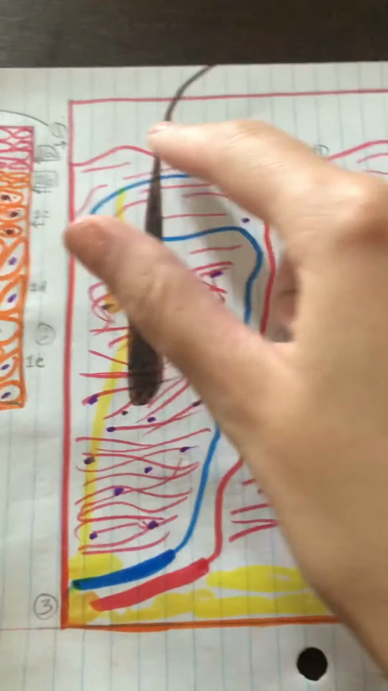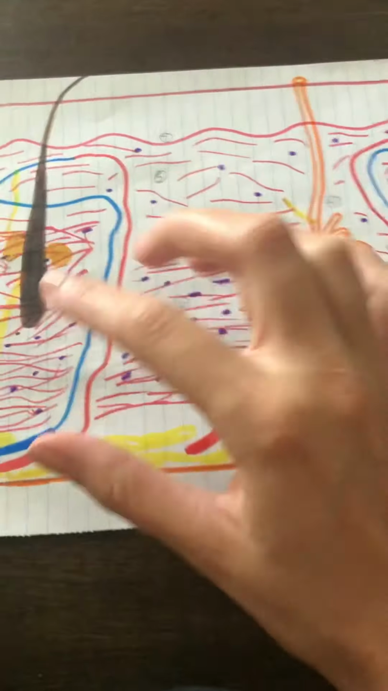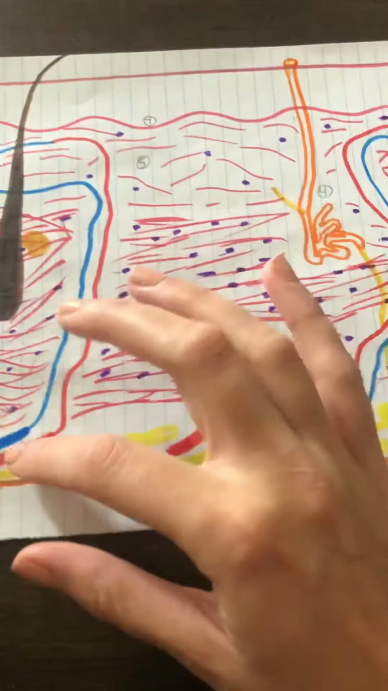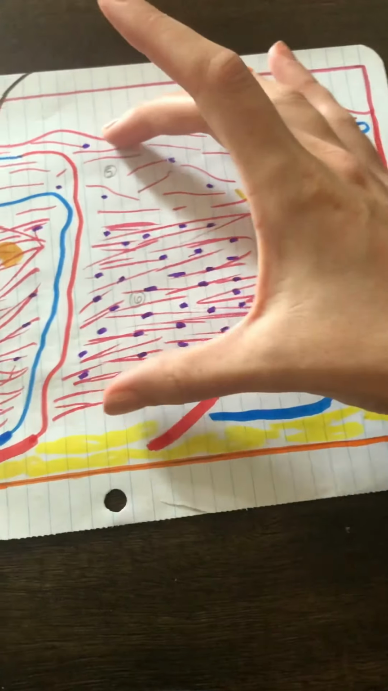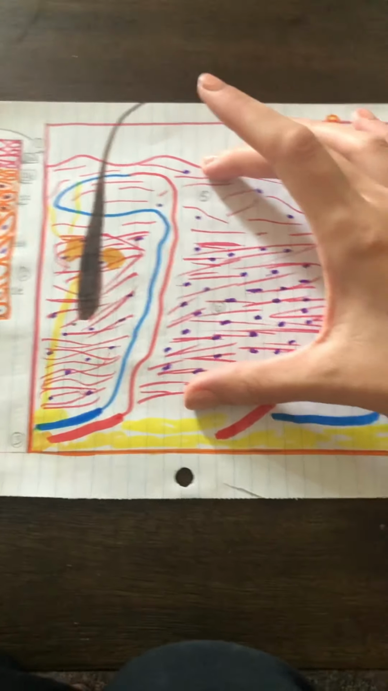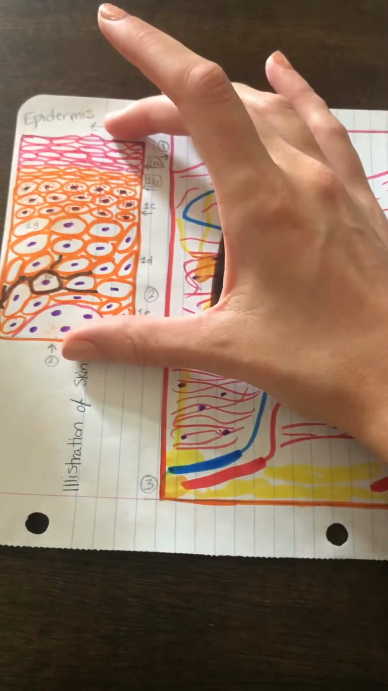So right here, this line right here is the basement membrane. The blood vessels run through here, the red and blue lines that you see. The dermis is this very thick layer right here. The epidermis is this thinner layer, and I've broken it down again over here.